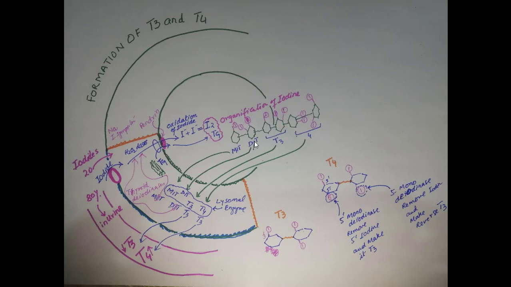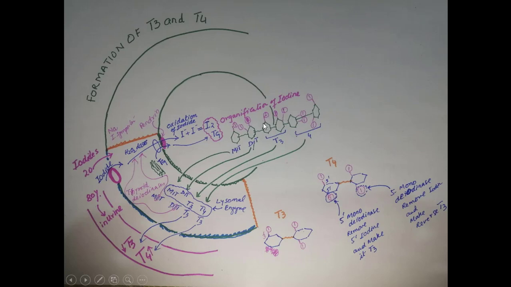This will be known as diiodotyrosine. So this molecule, which is joined by one iodine molecule, is known as monoiodotyrosine, and this tyrosine molecule, which is joined by two iodine molecules, is known as diiodotyrosine.